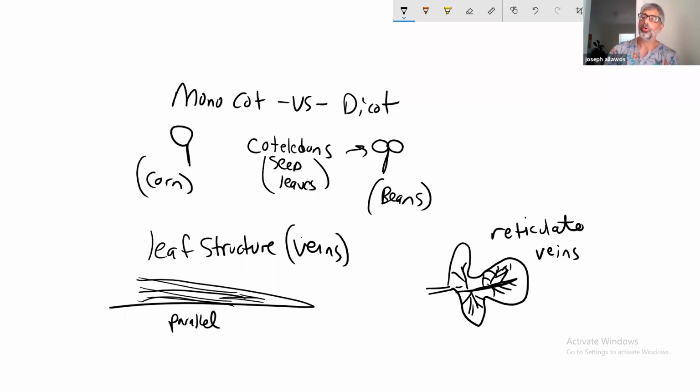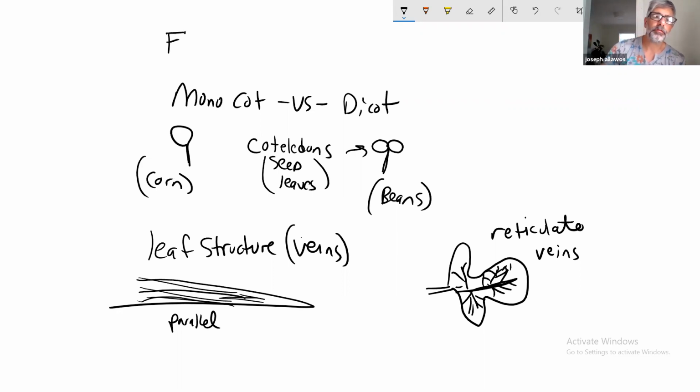Okay. You can be walking around outside, look at a leaf and tell if it's a monocot or a dicot. Almost always, 99% of the time, it will be accurate just by looking at the way the veins are in the leaf. It's a really good way to tell.